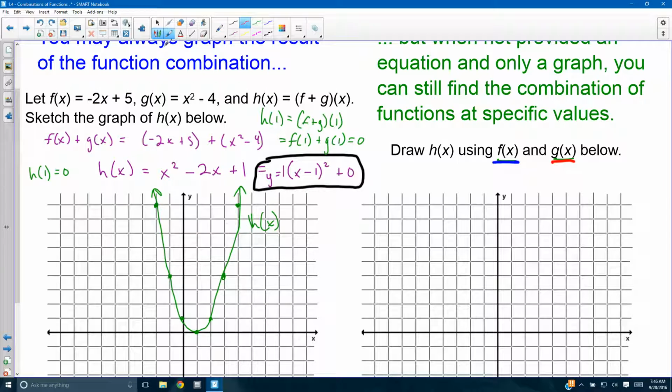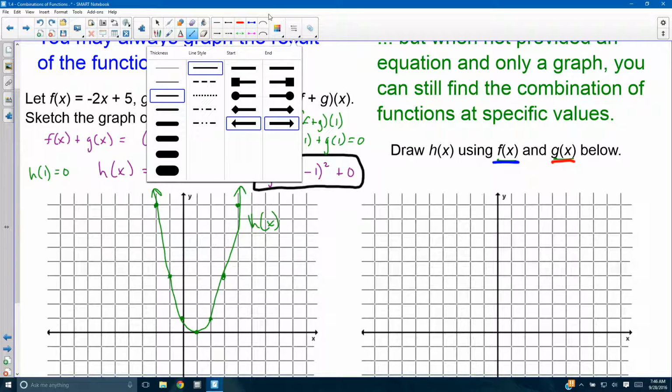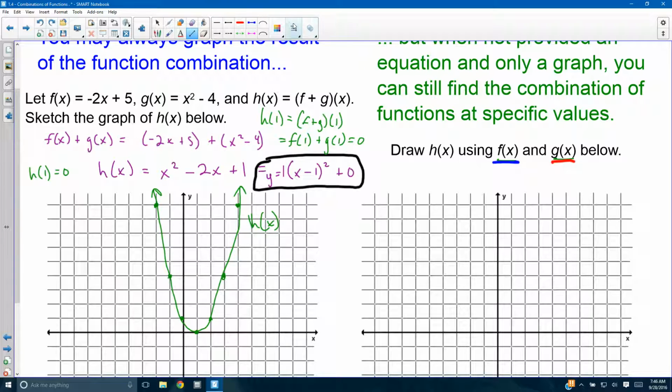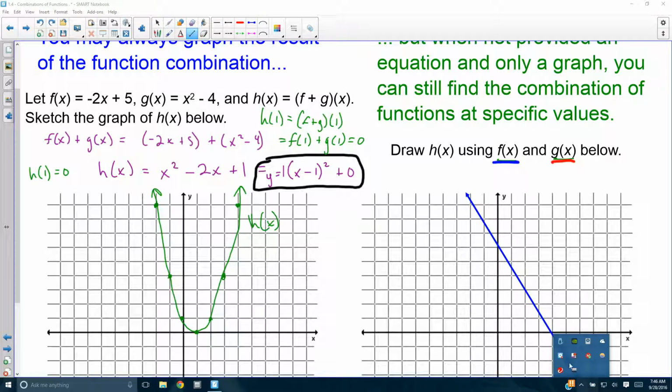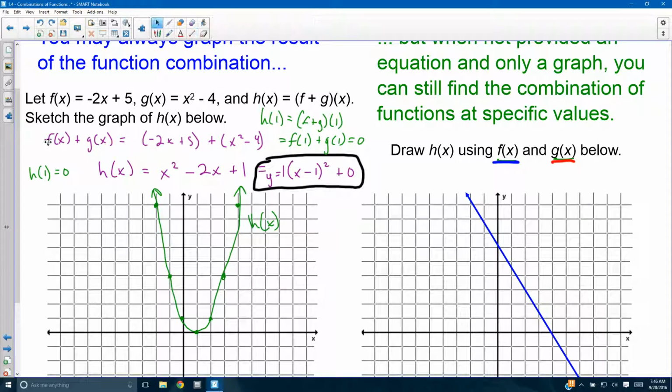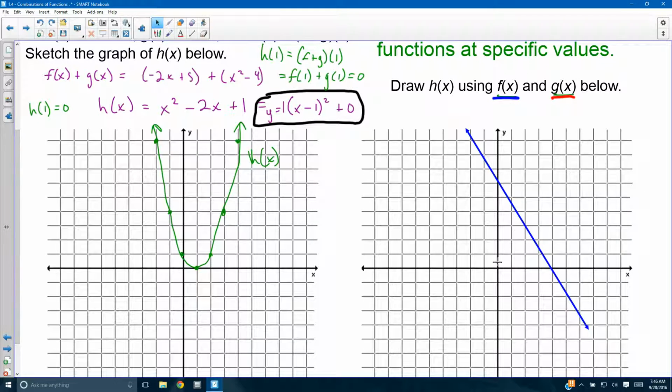So f of x is a linear equation, negative 2x plus 5. I'm just going to very briefly do that one using my line tool. And it's going to look a little something like 1, 2, 3, 4, 5 up there. It's going to look a little bit like that. Right there. Okay. That's f of x.